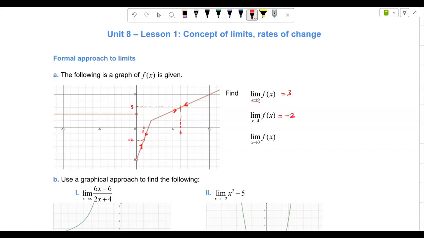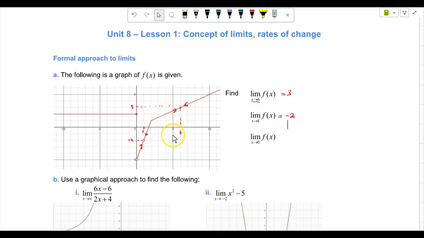How is right and left? This is from the left hand side, and this is from the right hand side. You approach from here also. So it's always on that red line. You move on the red line. So this approaches 6 from the left hand side. This is from the right hand side.